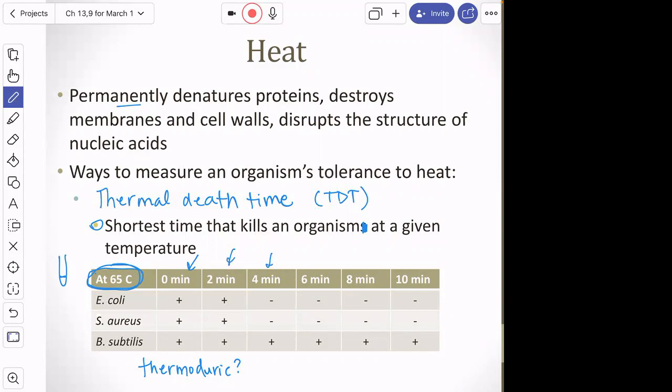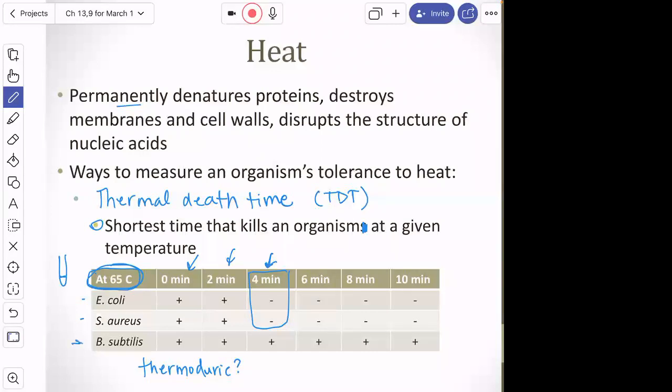Okay, so in these results that I made up, these first 2 organisms survived after 2 minutes, but not 4 minutes. So the thermal death time for E. coli and Staph aureus would be 4 minutes. Okay, let me just erase that I wrote that there, so that's not confusing. All right, so the shortest time that kills an organism. Now we could refine that and test it at 2.5 minutes and 3 minutes and 3.5. But from the data we have, we could say 4 minutes would be a pretty good approximation.